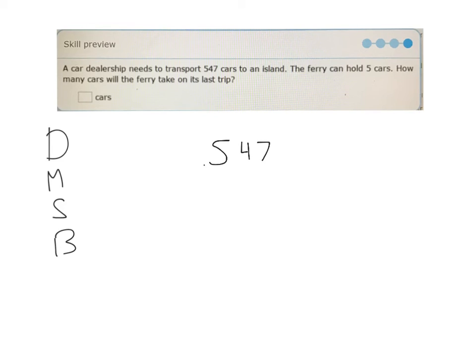So writing the division down, 547 cars divided by 5, because we can take 5 each trip. First step, divide. How many 5s can I take out of 5? Hopefully you can all see that. 1. 1 times 5 is 5. Subtract. 5 minus 5 is 0. Bring down the 4. Back to division.